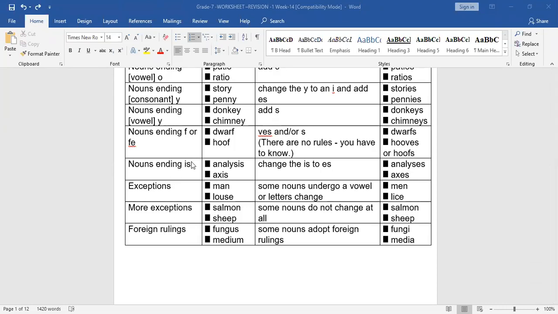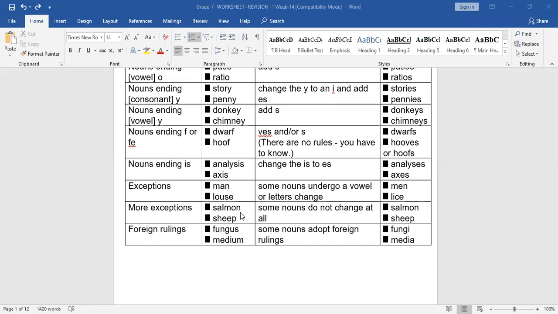The next thing is nouns ending in is, like analysis and axis. What you have to do is change the is to es to make the plural: analyses, axes. The pronunciation may be the same, but you can tell whether it's singular or plural from the ending. If it's is, it's singular, but if it's es, it's plural. That's something you must keep in mind.